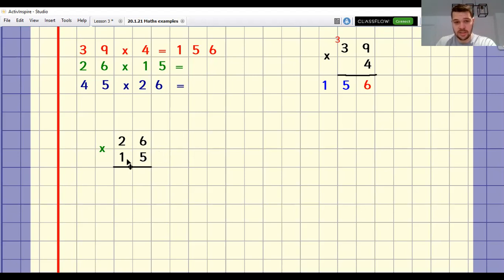Remember, I'm just going to pretend that the digit 1 just isn't there to begin with. I'm going to do 6 times 5 and 2 times 5, just like I did 9 times 4 and 3 times 4.